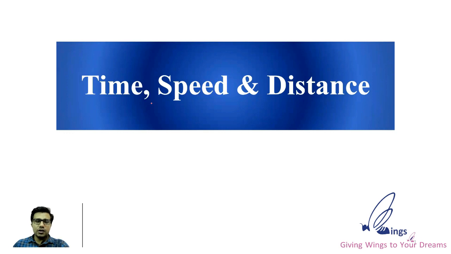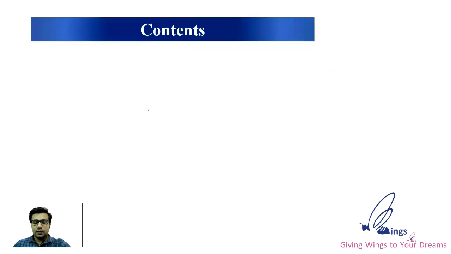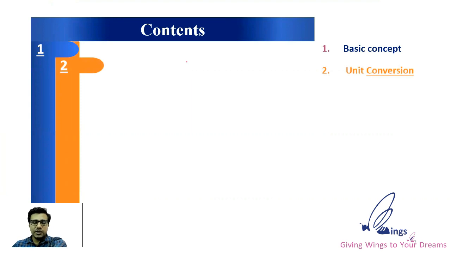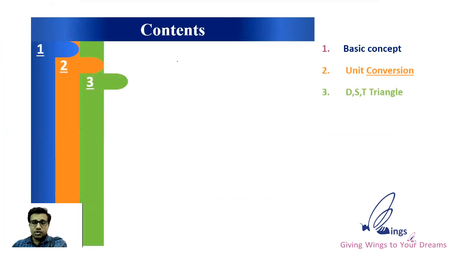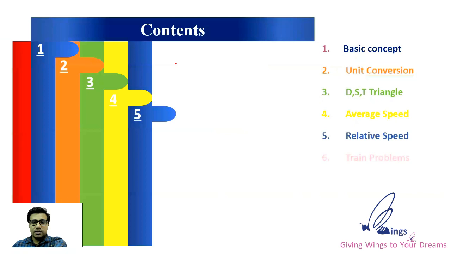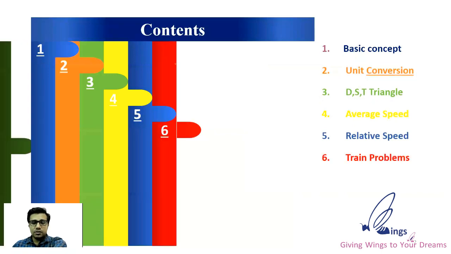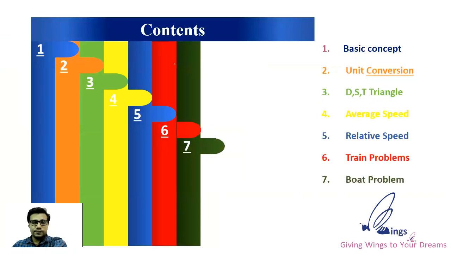In this video, we are going to learn time, speed and distance. And what are the things we have to study here? The basics of time, speed and distance, the units, the DST triangle which will be related to the concept, then average speed, relative speed, train problems and boat problems.